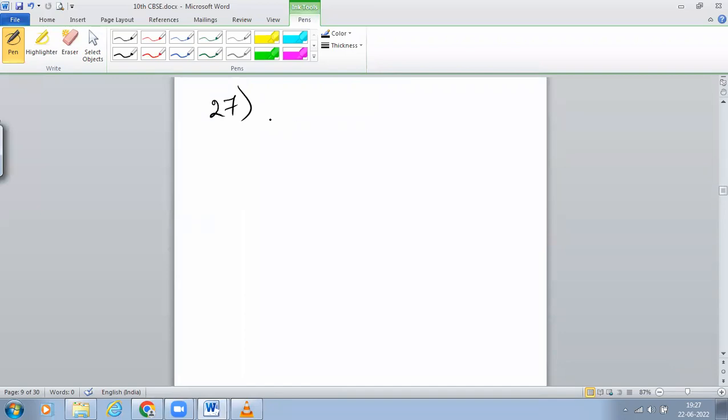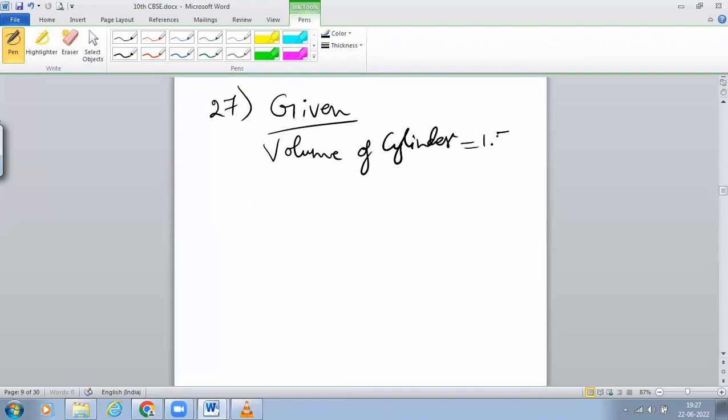Okay, listen. Find the height of a cylinder. First, we have to write the given data. Volume of cylinder is given. Volume of cylinder is equal to 1.54 centimeter cube. This is the volume of cylinder. And the diameter of the base is given. Diameter is equal to 140 centimeter. So these are the two data.